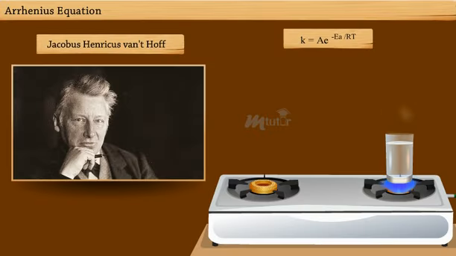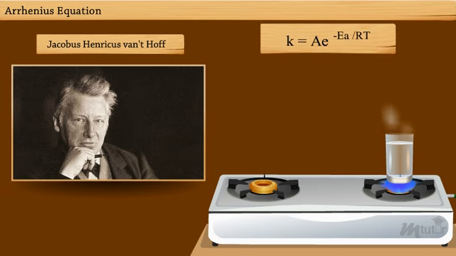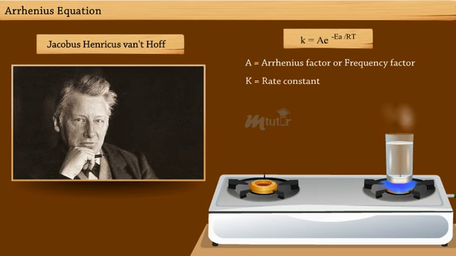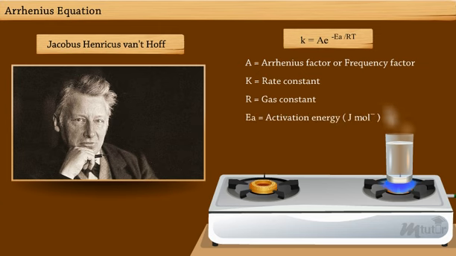As said in the introduction, the temperature dependence of the rate of a chemical reaction is expressed through the Arrhenius equation, k = A e^(-Ea/RT). It provides the relationship between the rate constant of a chemical reaction, the absolute temperature, and the A factor, also known as the pre-exponential factor. Where A is the Arrhenius factor or the frequency factor, k is the rate constant, R is the gas constant, Ea is the activation energy in joules per mole, and T is the temperature in Kelvin.